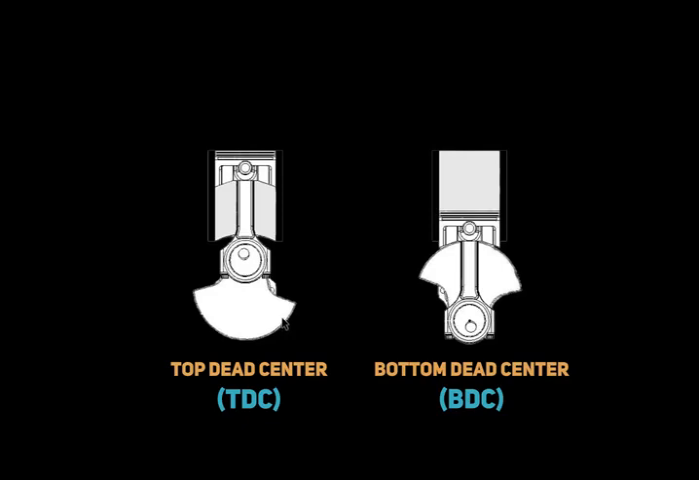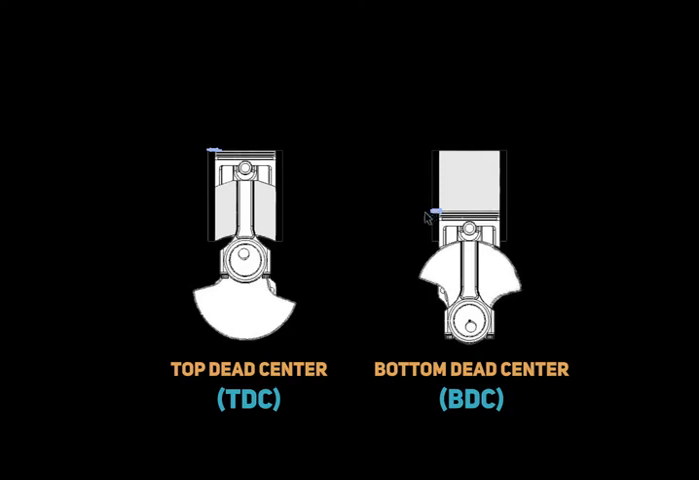The top dead center, or what is also referred to as TDC, this is the point where the piston is at the highest point in the cylinder, which would be right about there. Next to it, we have the bottom dead center, or what is also referred to as BDC. And this is when the piston slides down to the lowest point in the cylinder, which will be this right here.